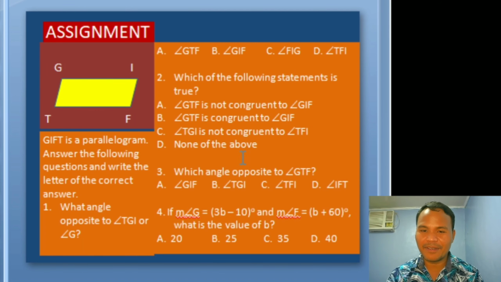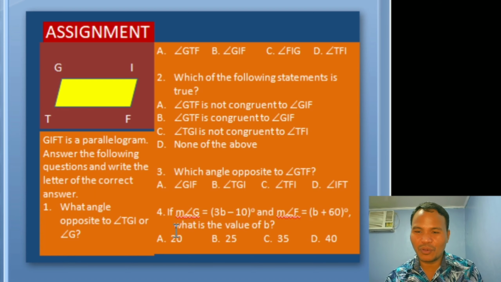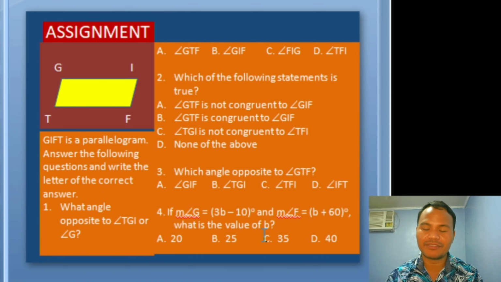Number 3 question. Which angle is opposite to angle GTF? A, angle GIF. B, angle TGI. C, angle TFI. D, angle IFT. For number 4, if the measure of angle G is equal to the quantity 3B minus 10 degrees and the measure of angle F is equal to the quantity B plus 60 degrees, what is the value of B?